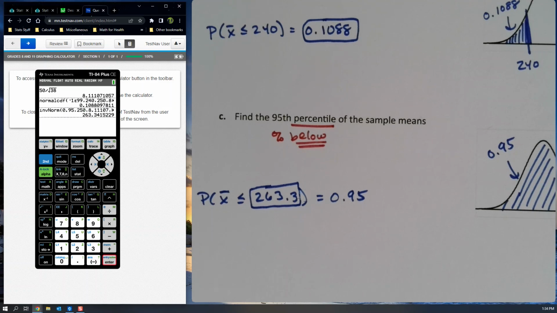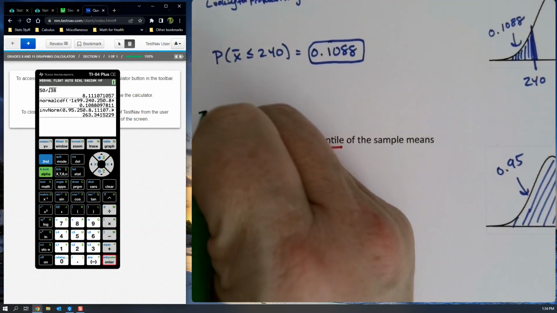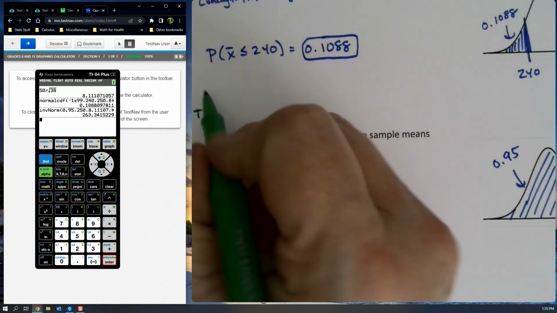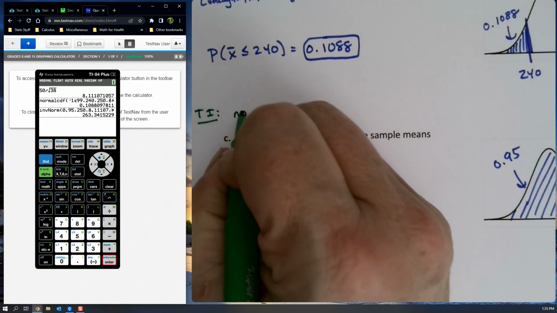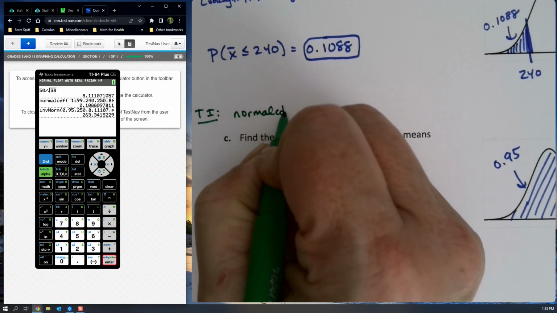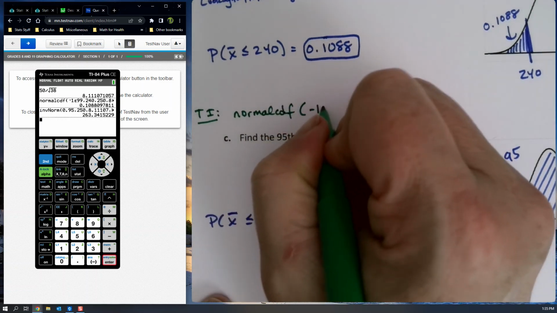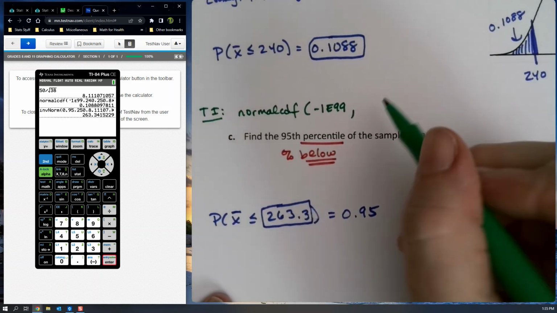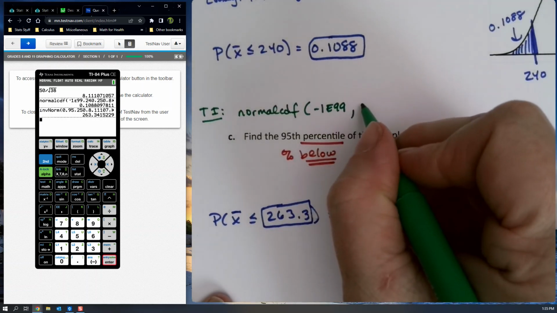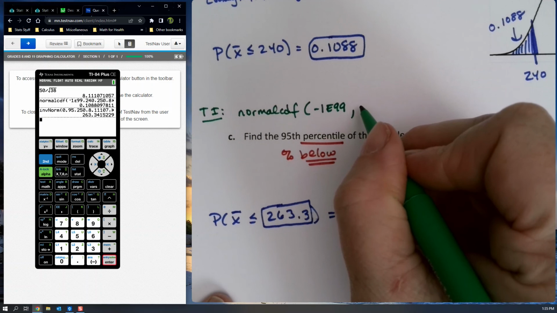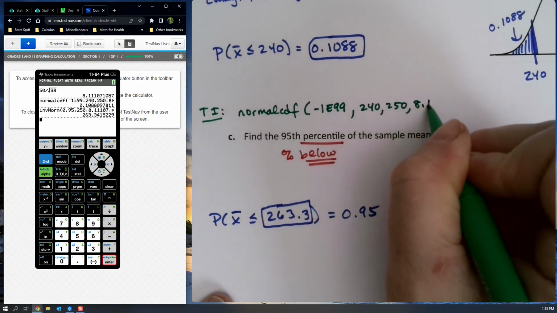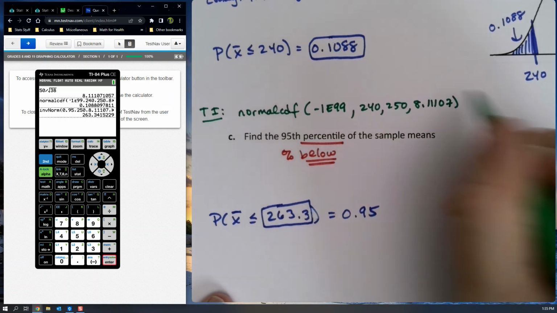So let me write both of these down just for your own sake. If you're on the TI-84, this is what you write. And again, if you're not using a TI-84, skip ahead. You don't need to see any of this. So it'd be -1E99. Remember that E is above your comma button. It's the double E on the comma button in blue. So 240, 250, 8.11107. There you go.